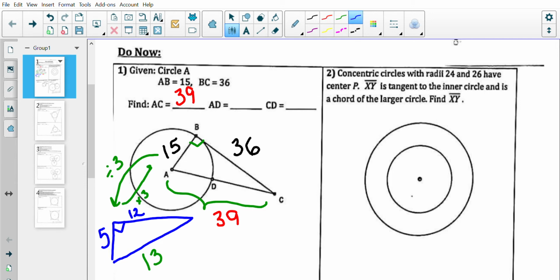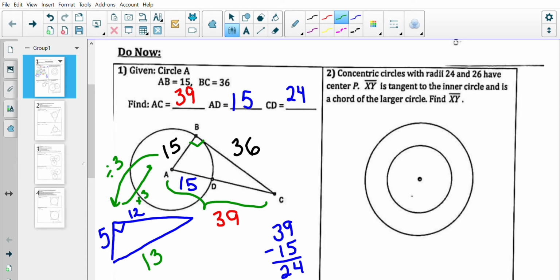Now we want to find A to D. Well, we know A to D, isn't that a radius starting at the center going to the rim? So the radius of the circle is 15 units long, so AD is 15. And now CD will be 39 minus 15, which is going to be 24 units long.